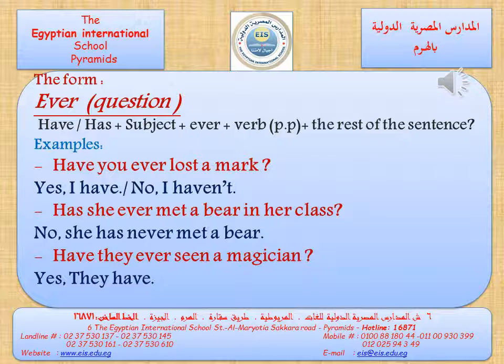Let's read these examples together. Have you ever lost a mark? Yes, I have. Or you can say, no, I haven't. Another example, has she ever met a bear in her class? For sure, we don't have bears in our school, so no, she has never met a bear before. The third example, have they ever seen a magician? Yes, they have.